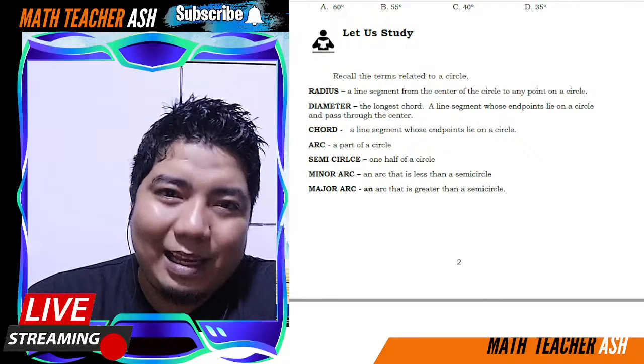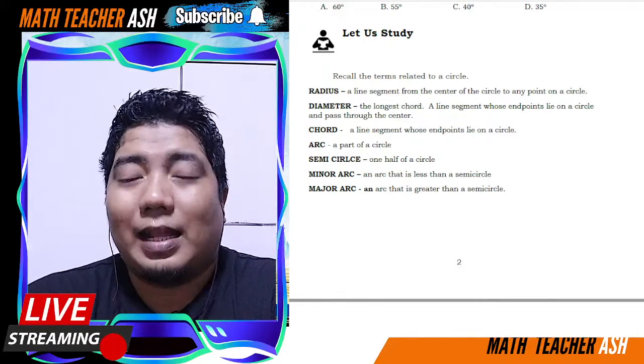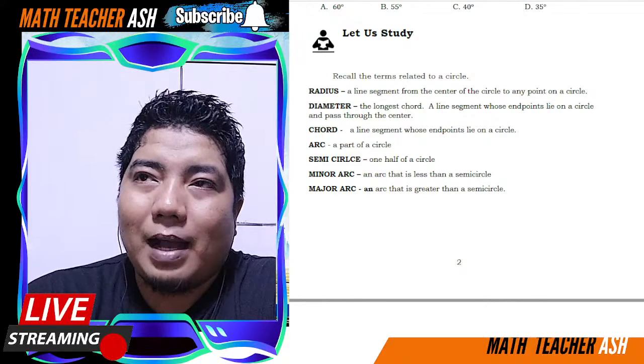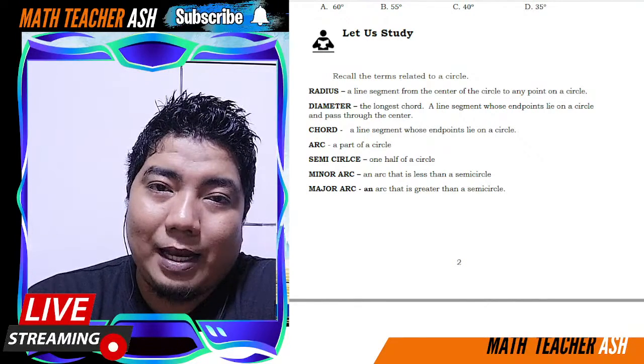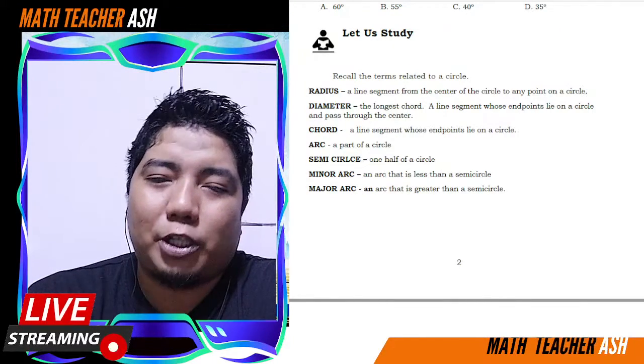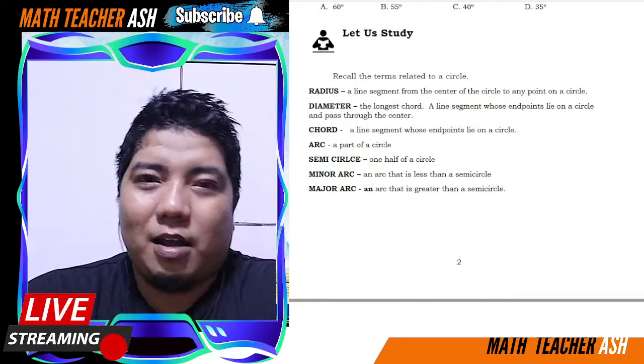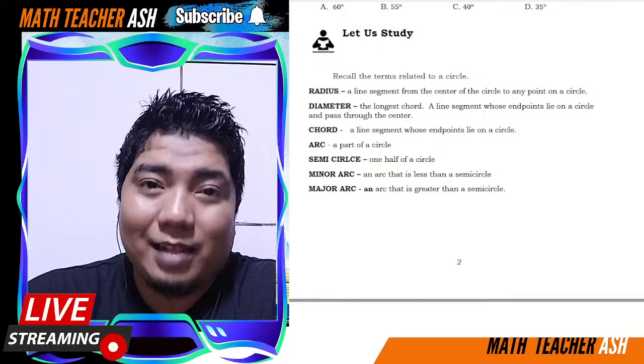So kalahati ng circle, ang tawag doon, semicircle. Okay, that is also an arc. Now, kapag ang arc ay mas maliit sa kalahati or mas maliit kaysa semicircle, ang tawag naman dyan ay minor arc. So, it is an arc that is less than the semicircle.